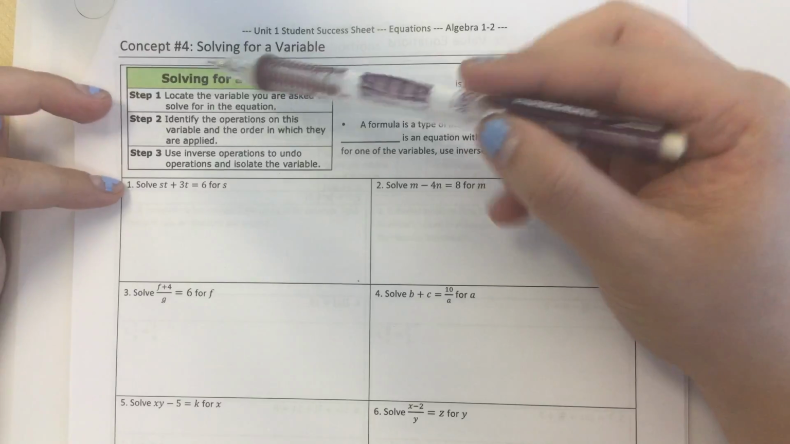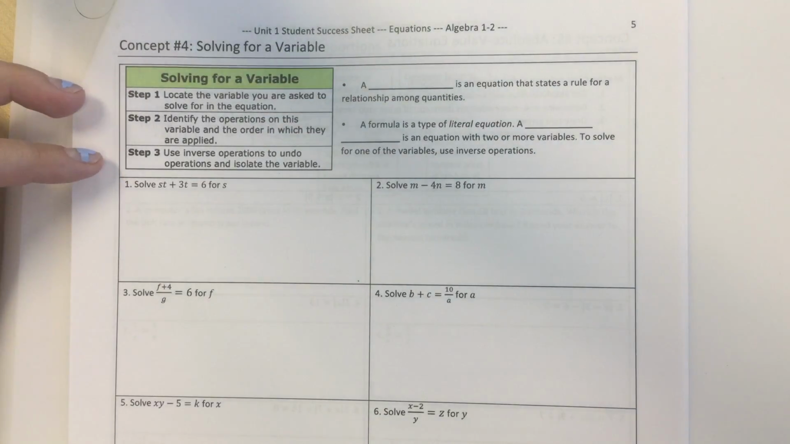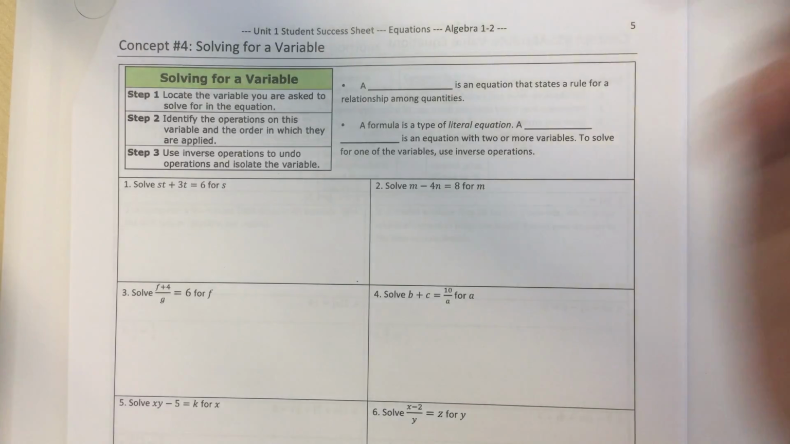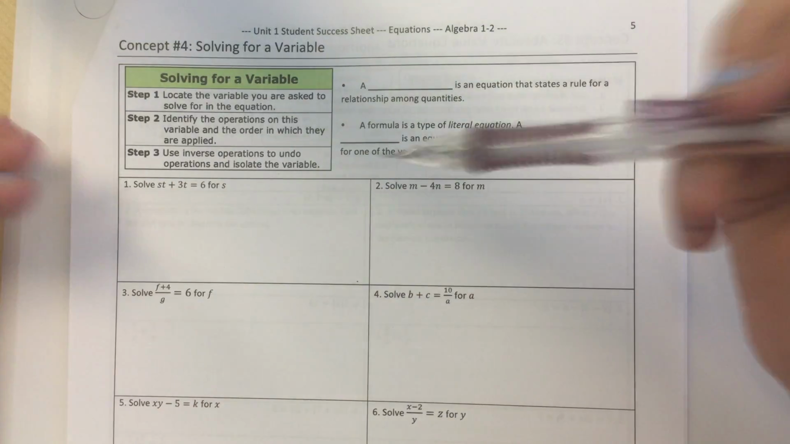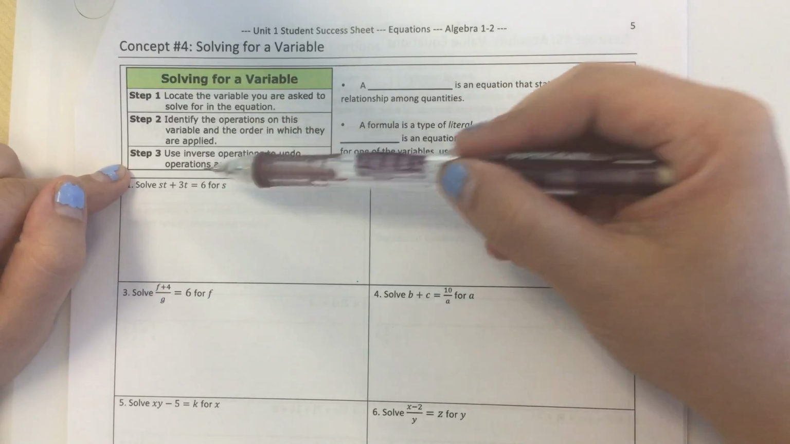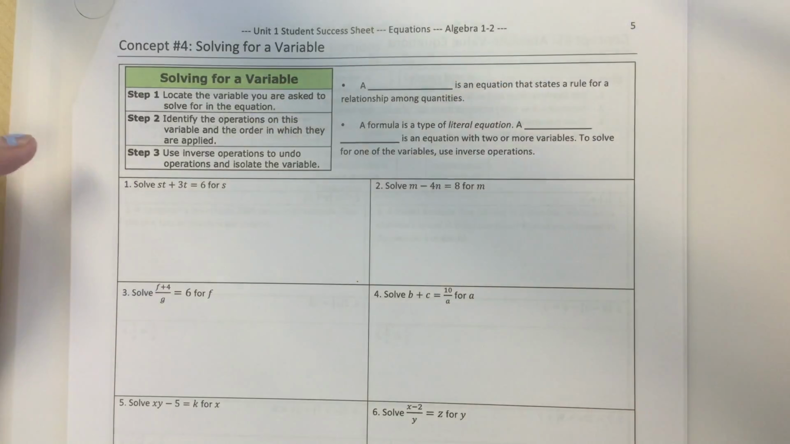Step 2, identify the operations on this variable and the order in which they are applied. Because remember, when you're solving, you want to undo the order of operations in the way that they were. And then step 3, use inverse operations to undo operations and isolate the variable.